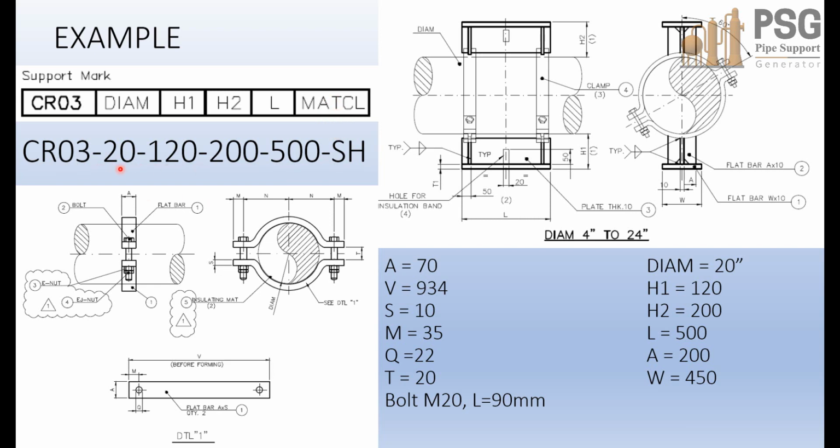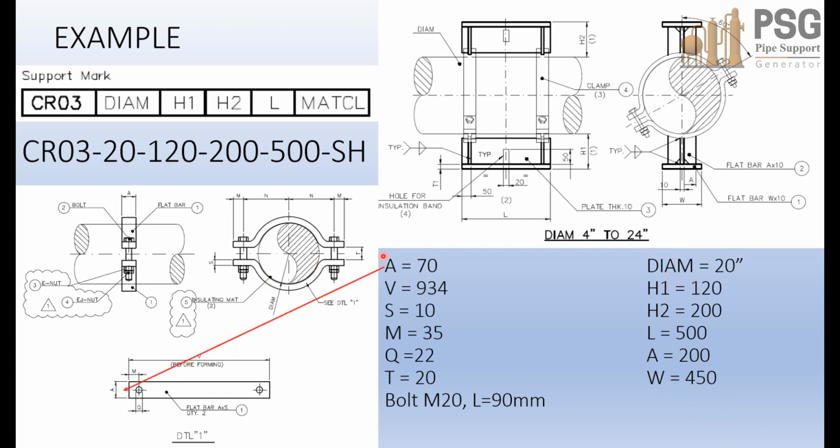Now, to get the dimensions of that support mark, we will need to go to the tables, which we mentioned on the previous slides. And from here, you can figure that the main diameter is 20 inches size. And for the height of the bottom one is 120, the top height 200, the length is 500. Dimension A from the table, which is the width of the web, equals 200, and the width of the base plate from the table equals 450.